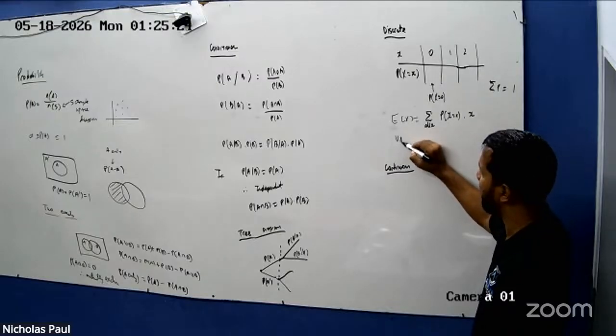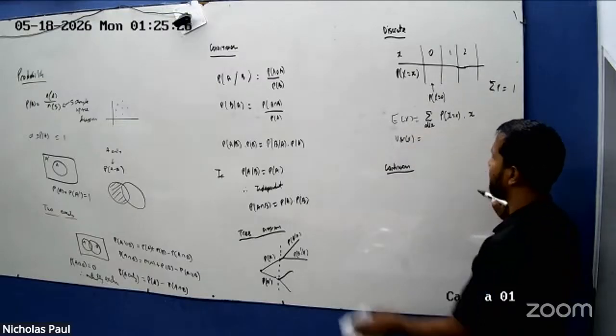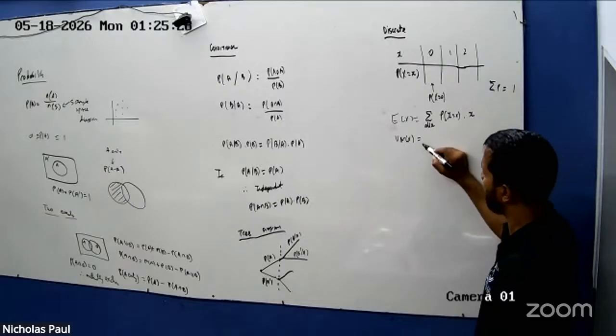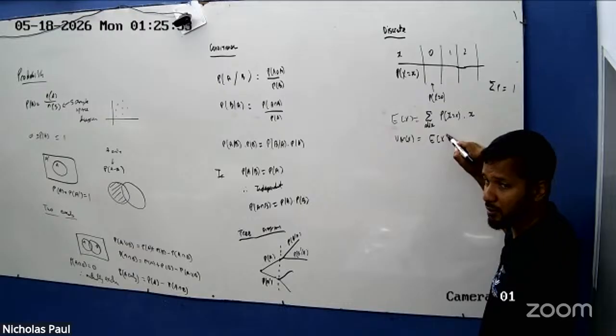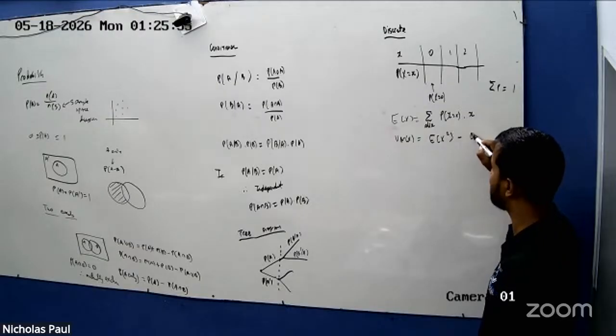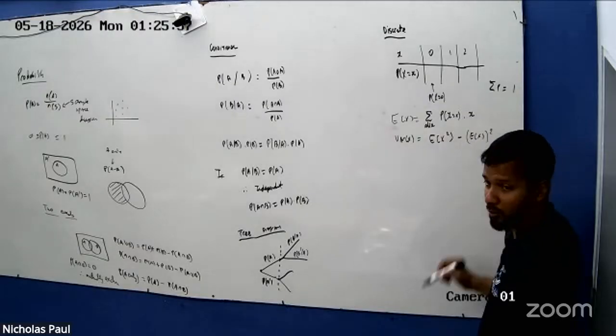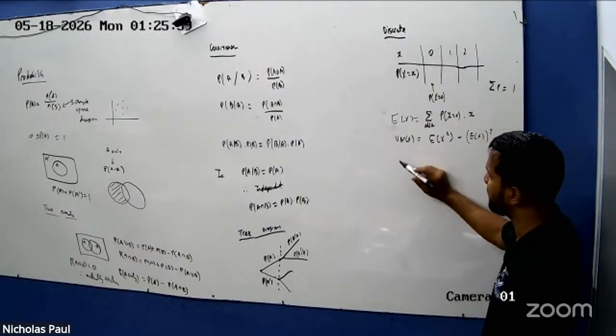What is the variance of x? Variance of x is what? E of X squared, minus E of x all squared. That's how you find variance.